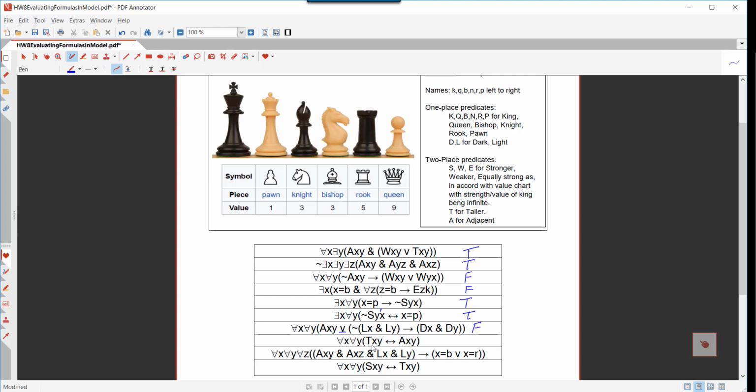For all x and for all y, x is taller than y if and only if x is adjacent to y. We'll make this false by finding one instance where the left-hand side of the biconditional is true and the right-hand side is false, or vice versa. So the king is, in fact, taller than the pawn, but the king is certainly not adjacent to the pawn, right? So it is not the case that for all x and for all y, x is taller than y if and only if x is adjacent to y.